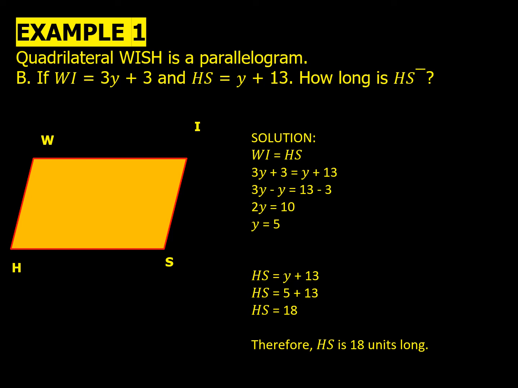Okay, so the distance from H to S, from the original given, we have y plus 13. Since the value of y now is equal to 5, we will substitute it. So 5 plus 13 is equal to 18. Therefore, the distance from H to S is 18 units, or line segment HS is 18 units long.